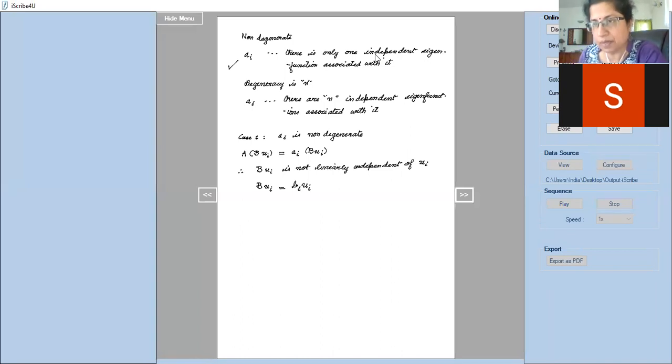So therefore, ui is also an eigenfunction of B with eigenvalue bi.